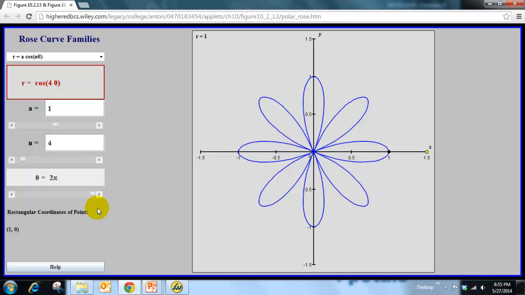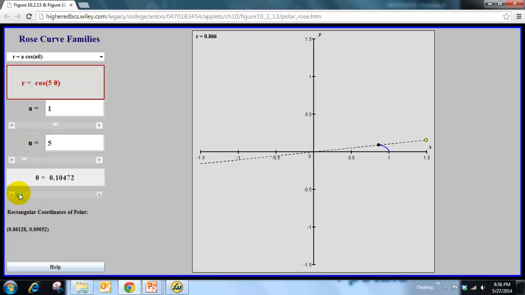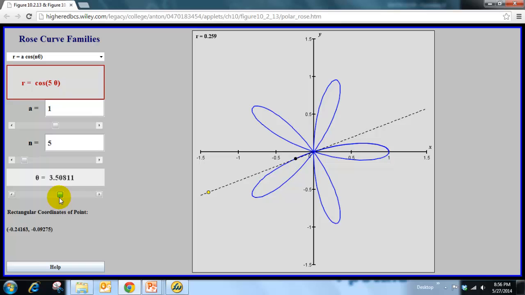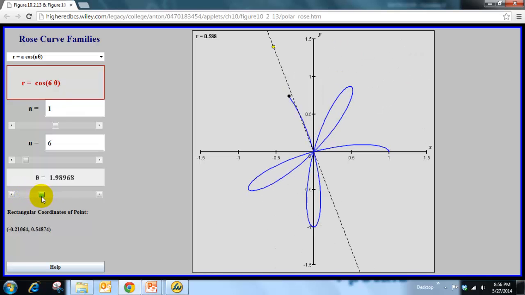So can you make a conjecture? What if I change n to equal 5? How many leaves are we going to have on our rose? Let's go ahead and see: with n equal 5, 3, 4, there's 5. And then we can make an assumption here: if we have n equals 6, how many leaves on our rose? Yep, we're going to see 12.